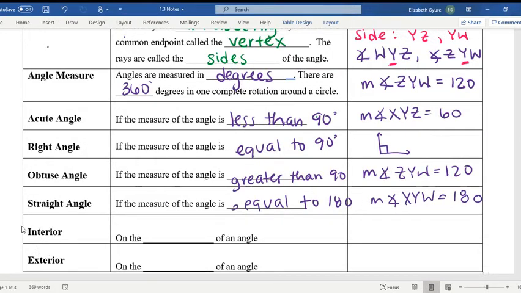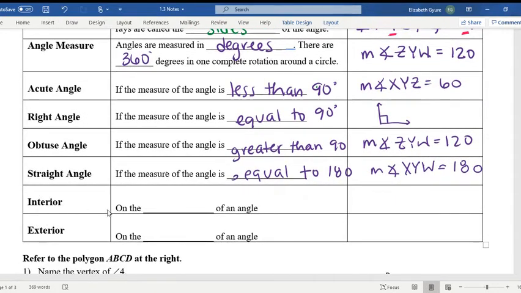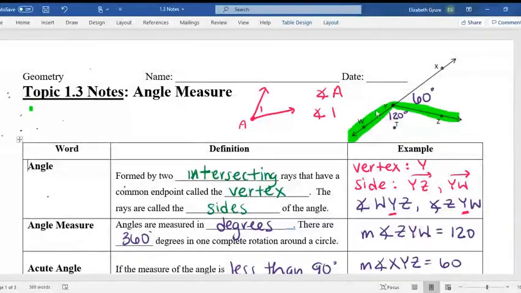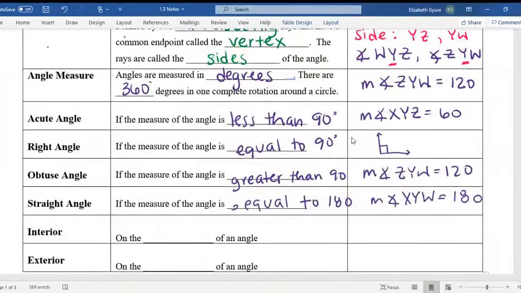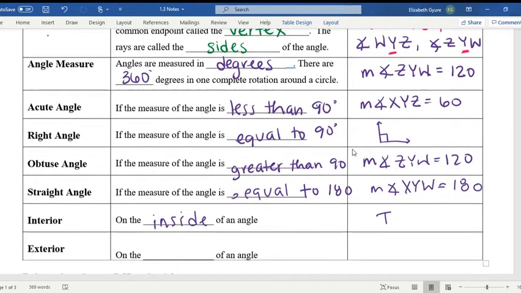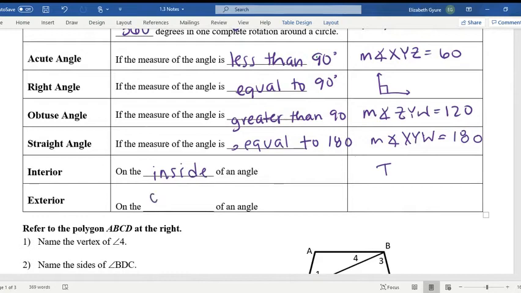And then interior and exterior, I just want you to realize interior means like between or on the inside. So if you take a look at our picture here, point T, we would say, is on the interior of angle ZYW. So interior is on the inside of an angle, for example, point T in our diagram. And then exterior is simply on the outside of the angle.